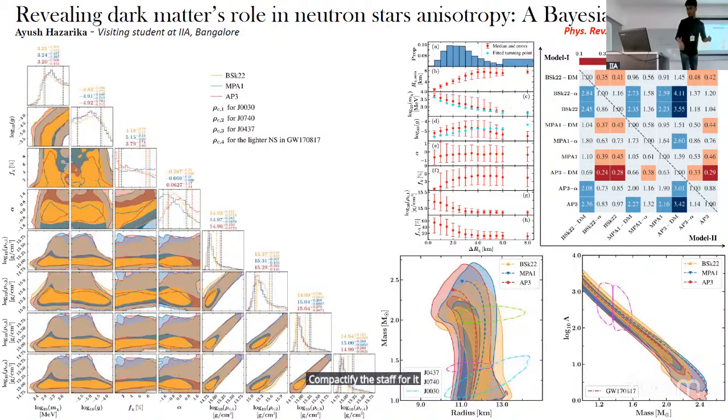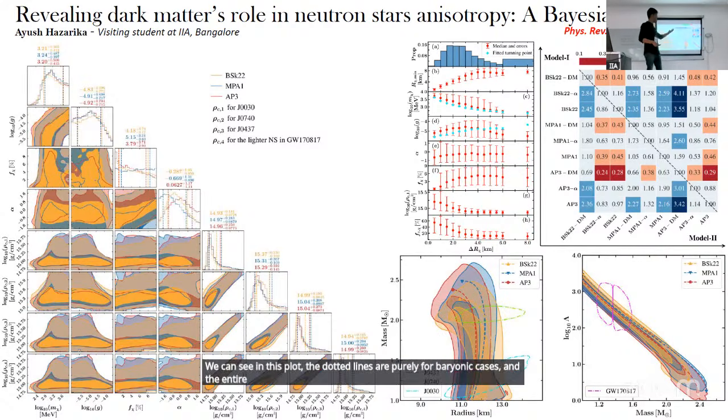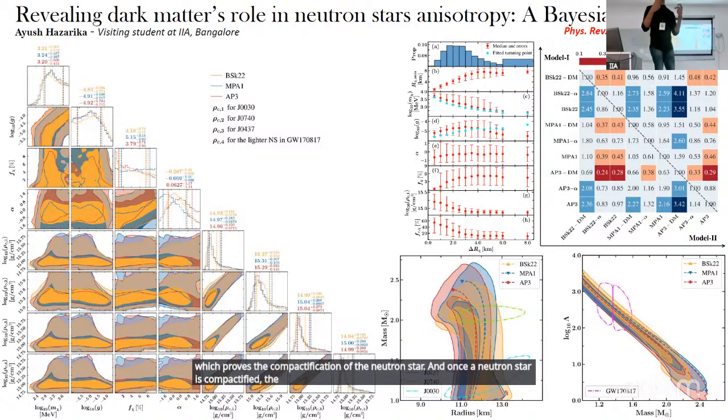Because of this, we can see in this plot, the dotted lines are purely for baryonic cases, and the entire Bayesian posterior is shifting towards the left, towards larger mass and smaller radius, which proves the compactification of the neutron star. And once a neutron star is compactified, the tidal deformability will reduce.